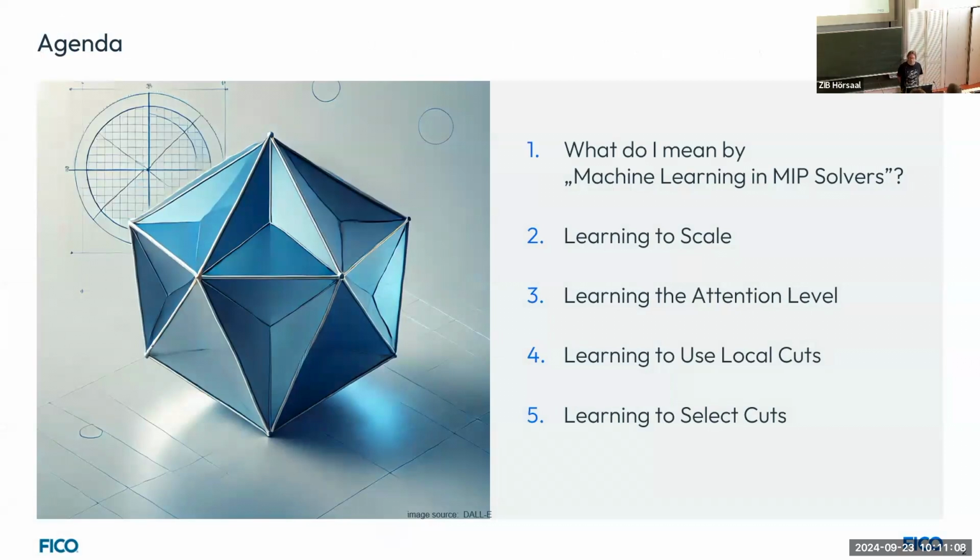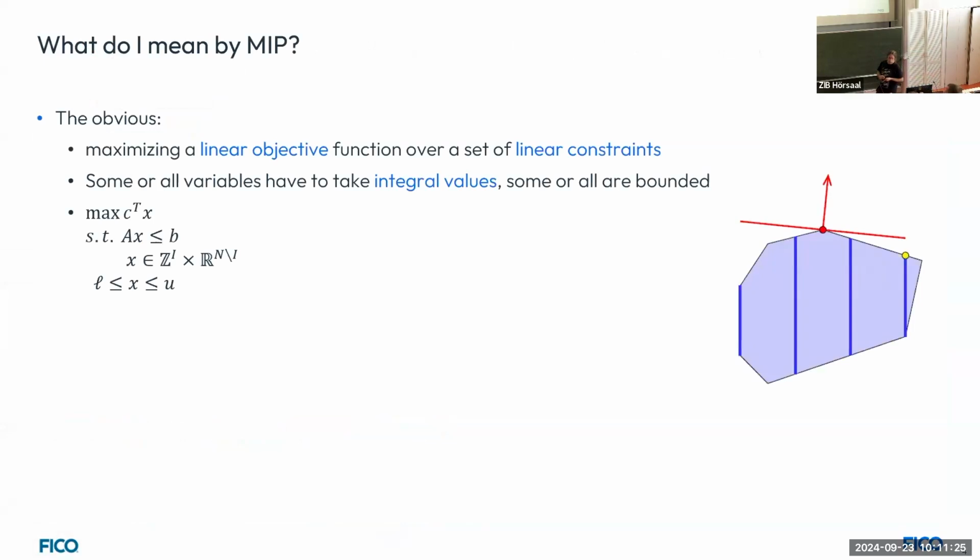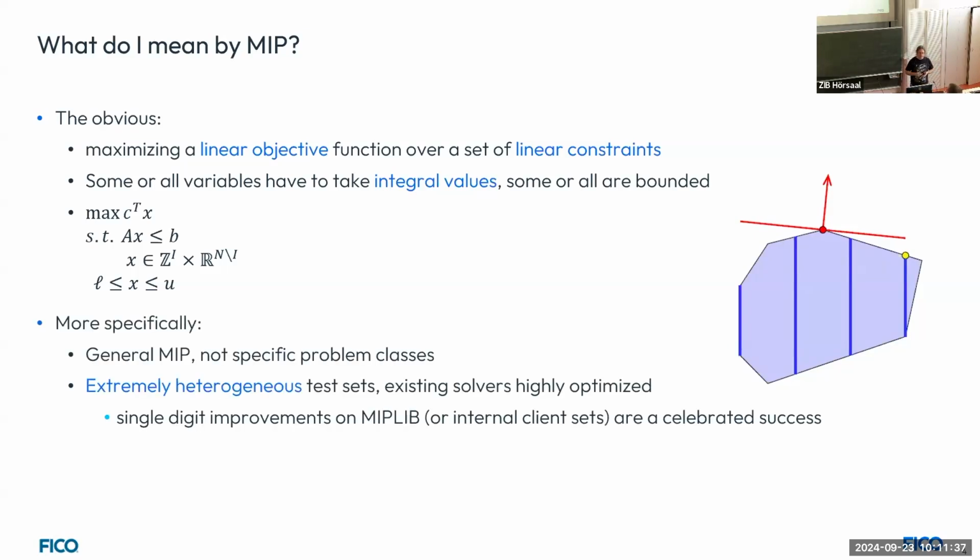But first of all, I would like to start with a little introduction, getting crystal clear what I personally mean when I talk about machine learning in MIP solvers. So, there's a couple of different terms in here. What do I mean by a MIP? Well, the obvious, you saw that often enough by now, that we optimize a linear objective function over a set of linear constraints, some of the variables taking integral values.